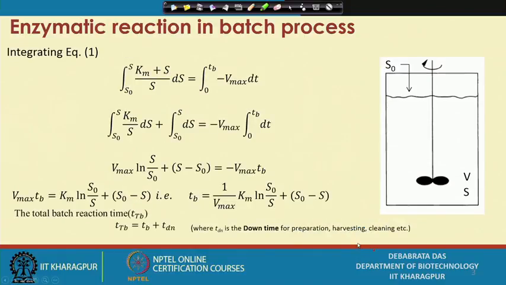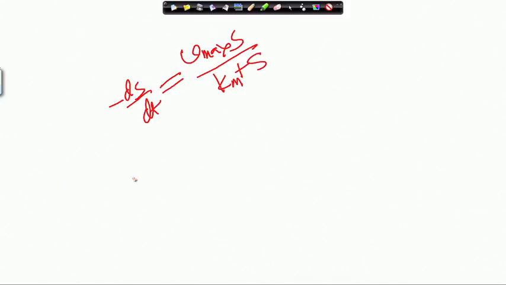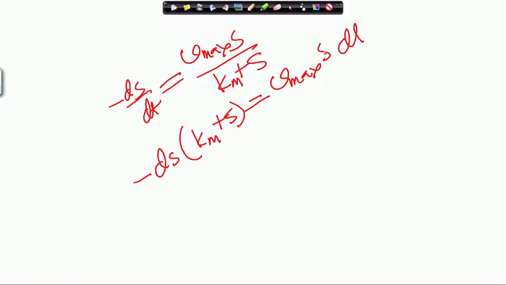Now, when we do this analysis of this equation, I can show you that it is like this. Now, what we have? We have minus ds by dt, which will be equal to the Michaelis-Menten equation, velocity of reaction V max S by Km plus S. Am I right? Now, what can I do? I can take ds, Km plus S, and V max S into dt. Now, S I can bring to this side, and this is dt.